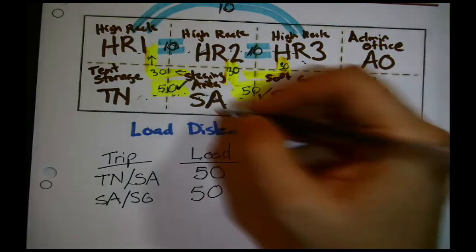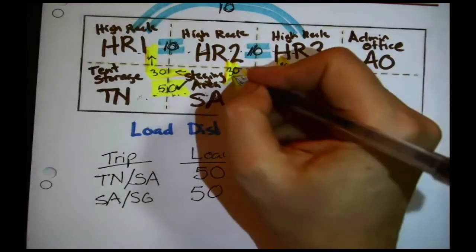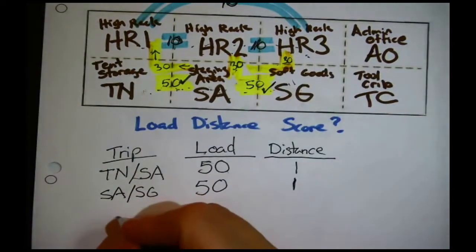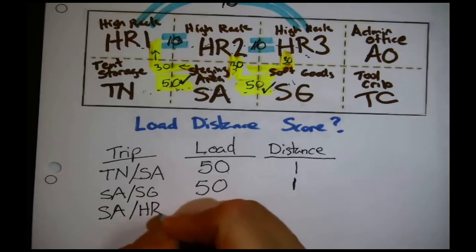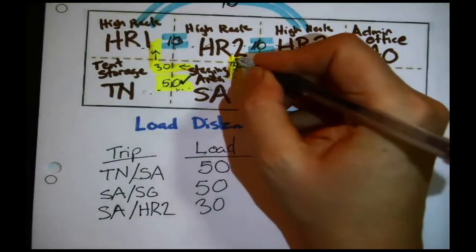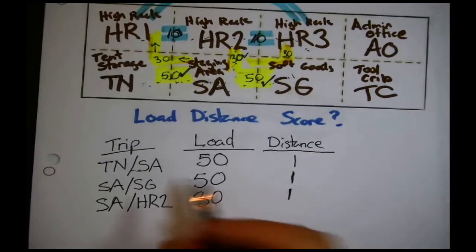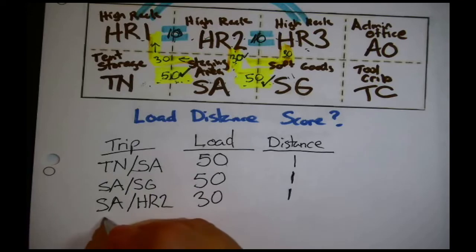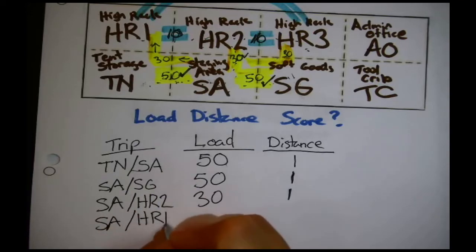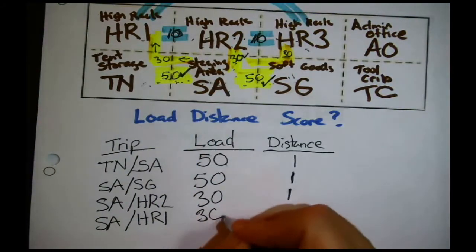Now, basically what I have to do is tally each of these. This one, this 30 right here, what is that? That is between the staging area and high rack 2. That 30 right there, and that's another nice short trip, a distance of 1. Let's see, what about from the staging area to high rack 1? From here to here, that's a load of 30 as well, right?